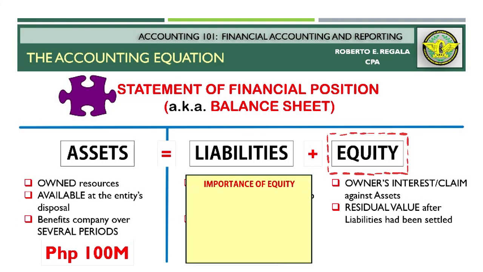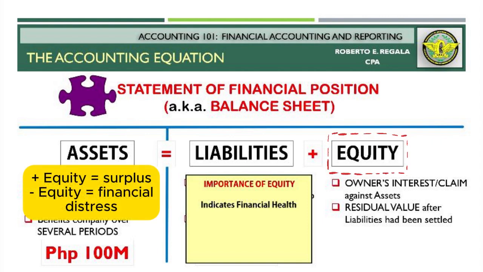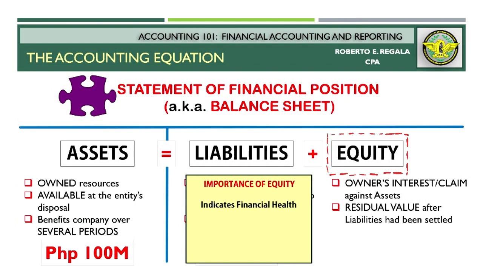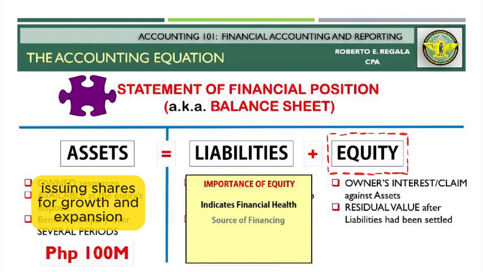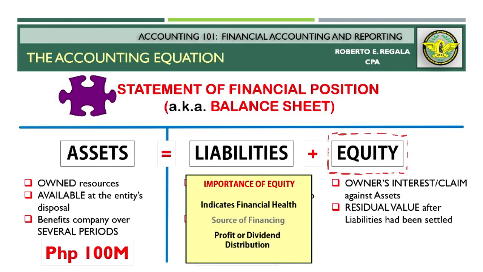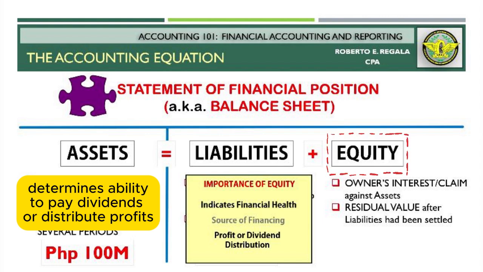The equity of an entity, 1, indicates its financial health. A positive equity balance indicates a surplus of assets over liabilities, while negative equity may signal financial distress. Equity can also be, 2, a source of financing, such as when an entity issues shares, providing funds for growth and expansion. Lastly, equity determines 3. Profit or dividend distribution, as the retained earnings within equity determines the ability to pay dividends to shareholders or distribute profits to the proprietor or partners.